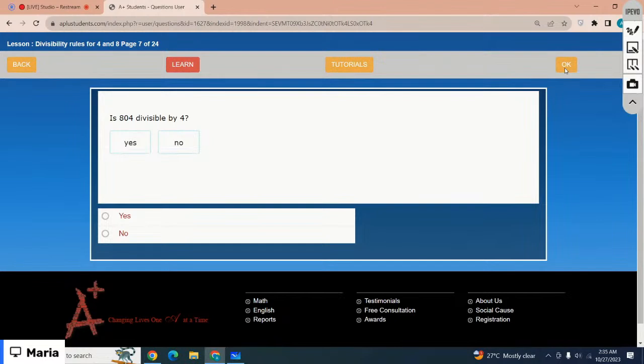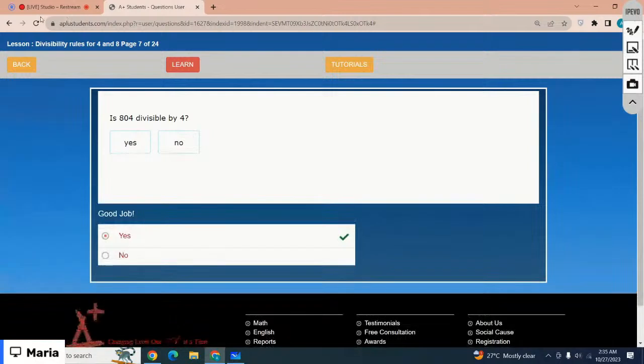Is 804 divisible by 4, which is the correct option? Yes, just look at the last two digits, they are 0 and 4. So 4 times 1 is 4, so it is divisible by 4, right? Okay, you can complete the test by yourself later today. Let's just move on to the next lesson.